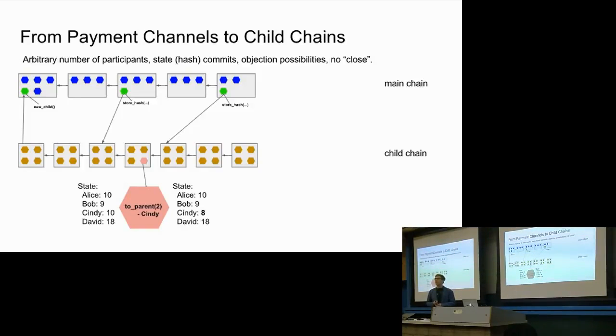Okay, I think there was another question somewhere. How can you prevent, for example, spending these tokens outside of the child chain, in the main chain, for example?